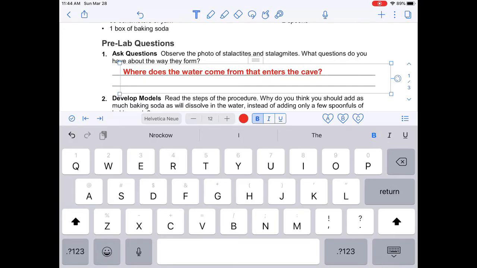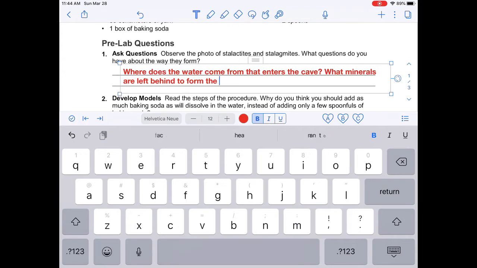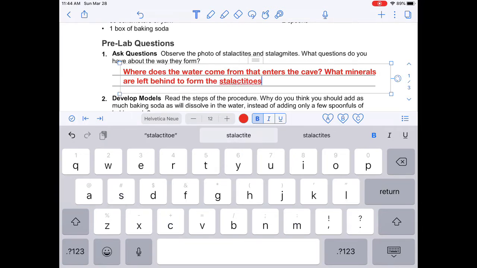Another question I have is, what minerals are left behind to form the stalactites?